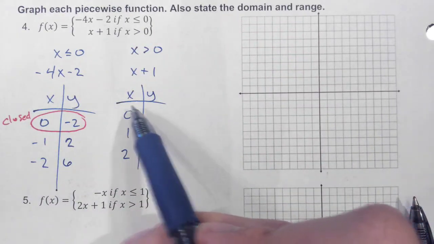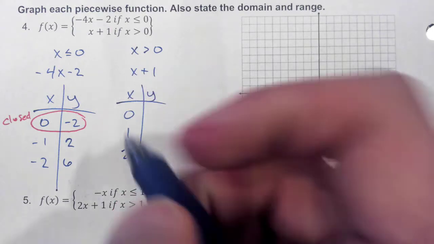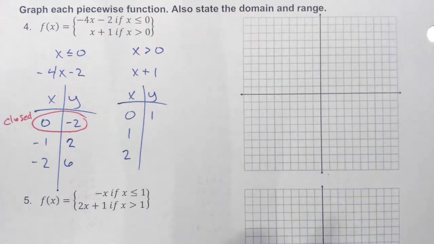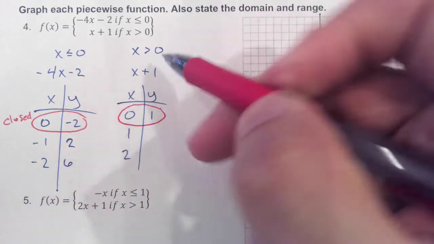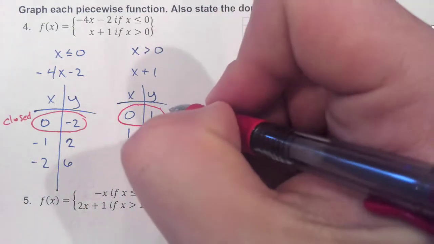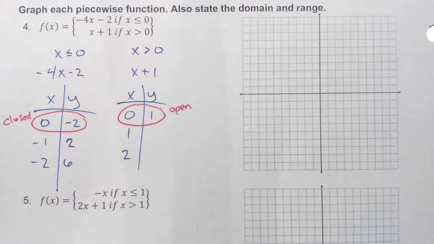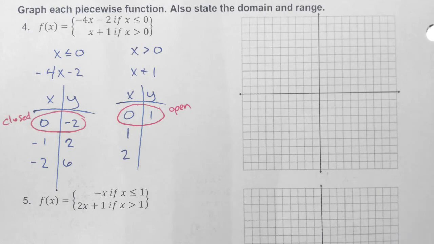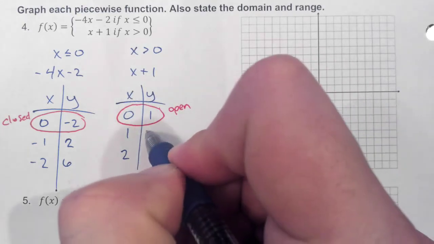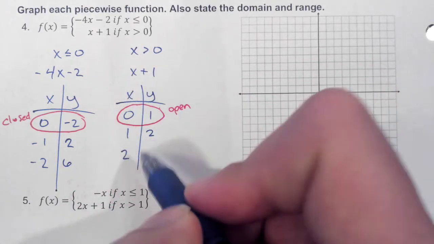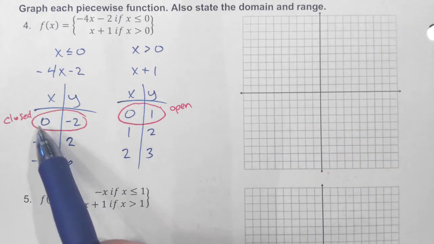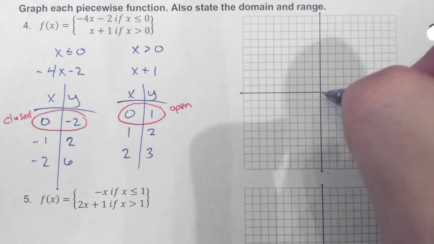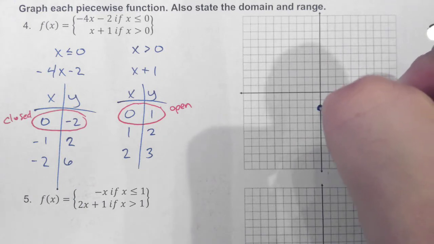That one's done. Now I'll just plug it in here. 0 plus 1 is 1. And then I always remember on my first one, this one's special. So I circle it. I look at that symbol. This is an open point. Okay, don't forget that. And then I just have to fill in the other 2. 1 plus 1 is 2. 2 plus 1 is 3. Okay, and I plot those points. First one, 0, -2, a nice big closed circle.